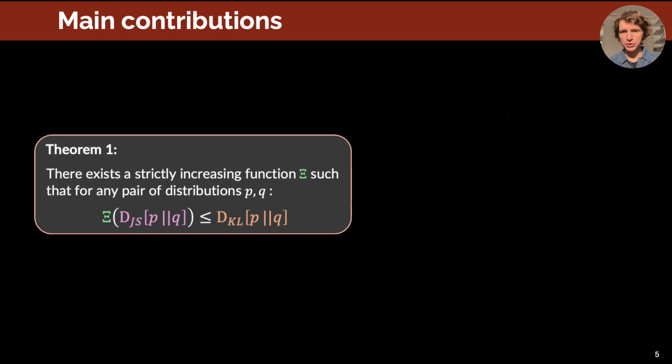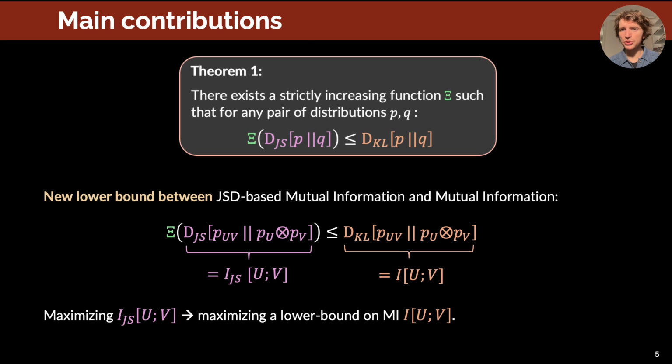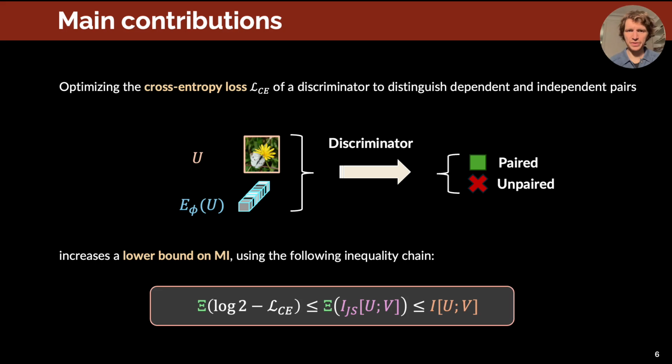Then, by restricting this general result to the mutual information setting, meaning by only comparing joint and product of marginal distributions, we obtain that maximizing the Jensen-Shannon information increases a lower bound on the true mutual information. Therefore, these results provide a theoretical justification for maximizing the Jensen-Shannon information as a proxy for mutual information.